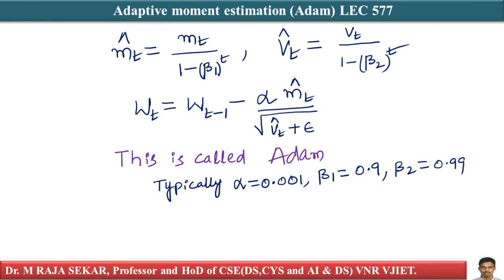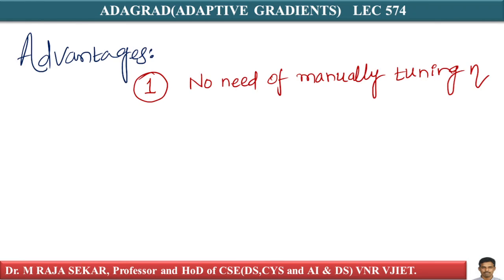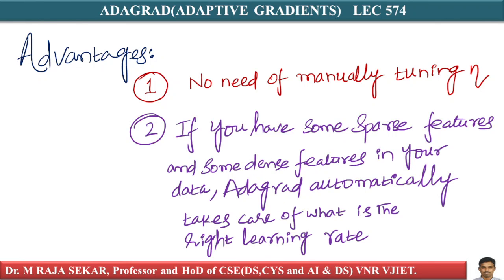In standard libraries like TensorFlow and Keras, that we will see in the next chapter, these default values are used extensively. Again, Adam has all the advantages that you see in ADA delta, that is, it converges fast. You don't have to worry about fine tuning eta for sparse and dense features.